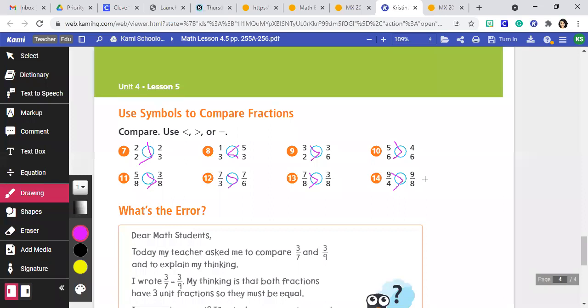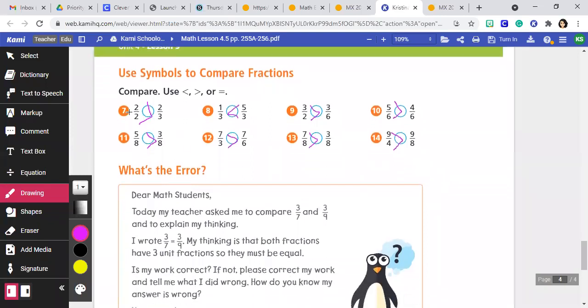All right, third graders, let's compare what you have to what I have. Number 7, we have matching numerators. So we're going to look for the lesser denominator. 2/2 is greater than 2/3. Number 8, we have matching denominators. So we're going to look for the greater numerator. 1/3 is actually less than 5/3 because 5 is greater than 1.